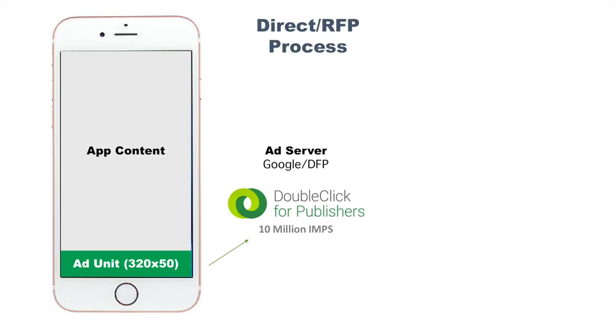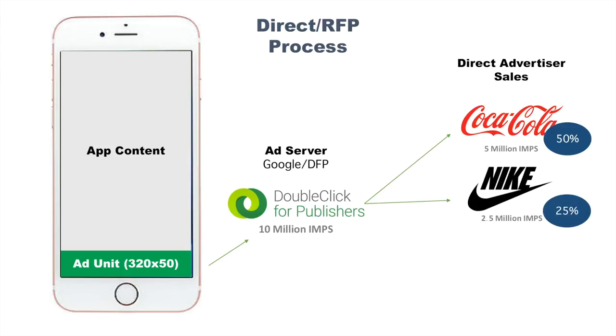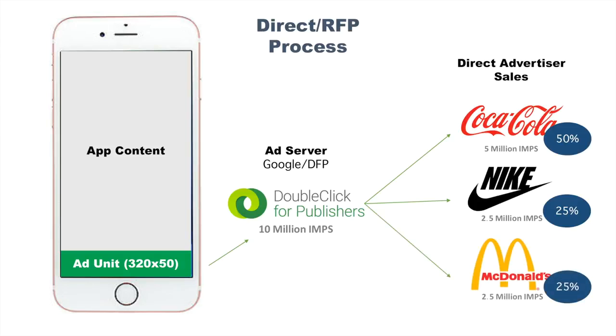So I'm going to go out directly to an advertiser and try to sell to them. So let's say I go to Coca-Cola and I convince them to buy 5 million impressions every month. I've just sold 50% of my ads to one advertiser, but I still have 5 million more to go. So I get in front of Nike and they agree that they're going to buy 2.5 million. Now I've sold 75%. And then lastly, I go to McDonald's and they agree to buy 2.5 million impressions. Now I've done a direct deal with 3 advertisers and sold 100% of my ads for the month.